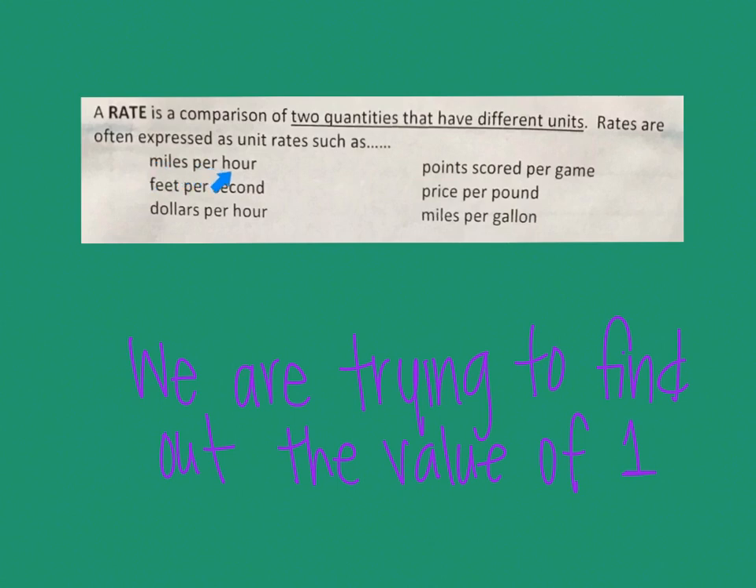We have miles per hour when we're driving or running. Feet per second could also be a distance. Dollars per hour when you're working, how much money you make. Points scored per game, so in athletics. Price per pound when you're shopping. Miles per gallon when you're driving people's cars, the gasoline that they're using. So with a rate, you are trying to find out the value of just one unit is what we're looking for.